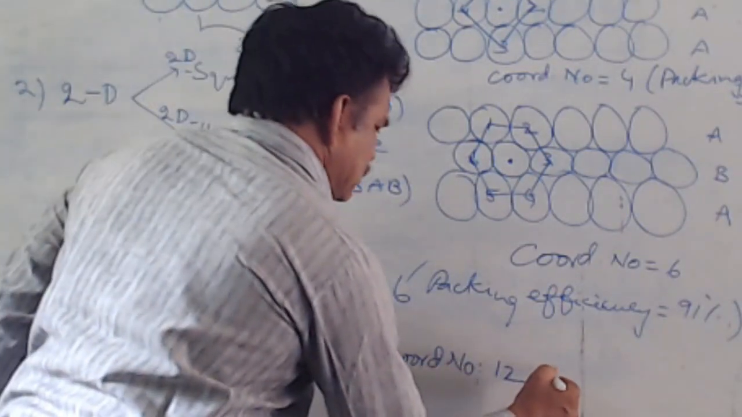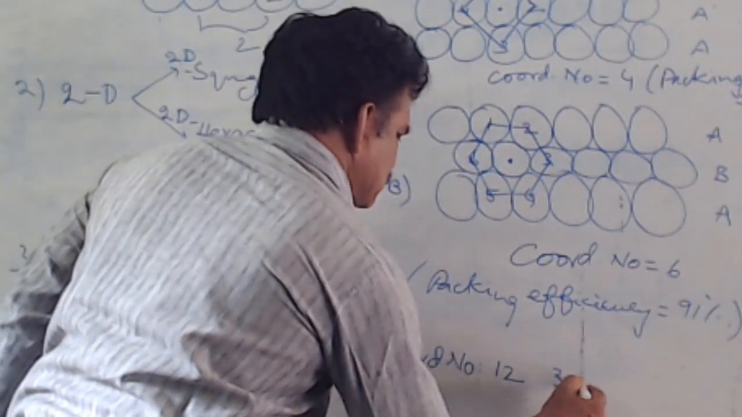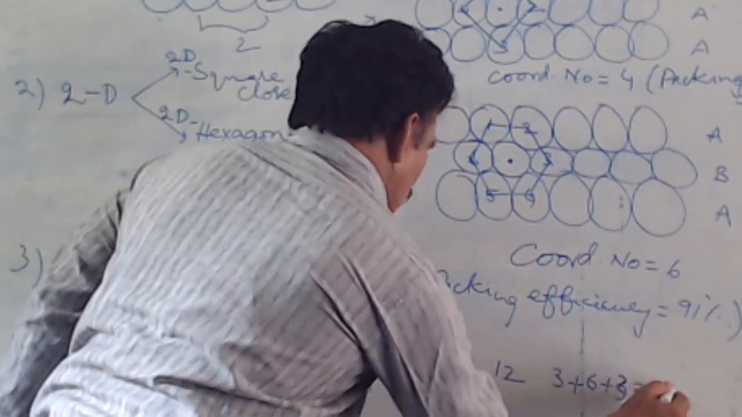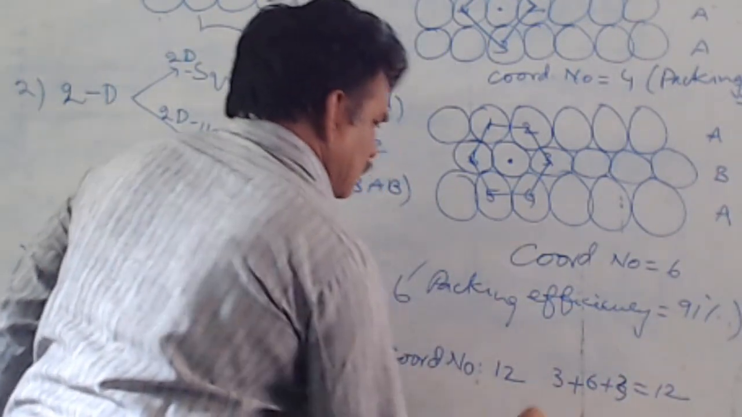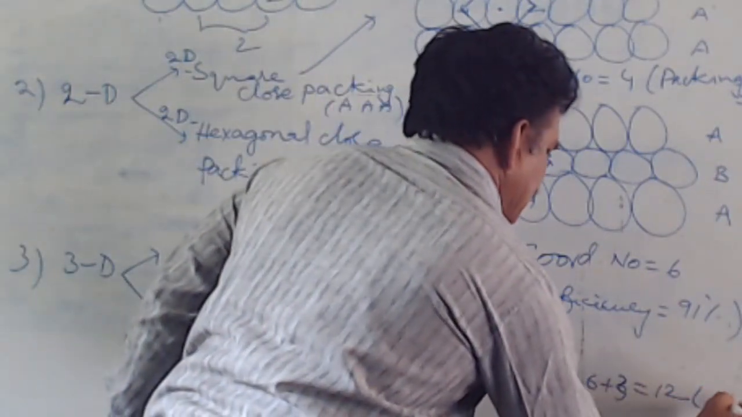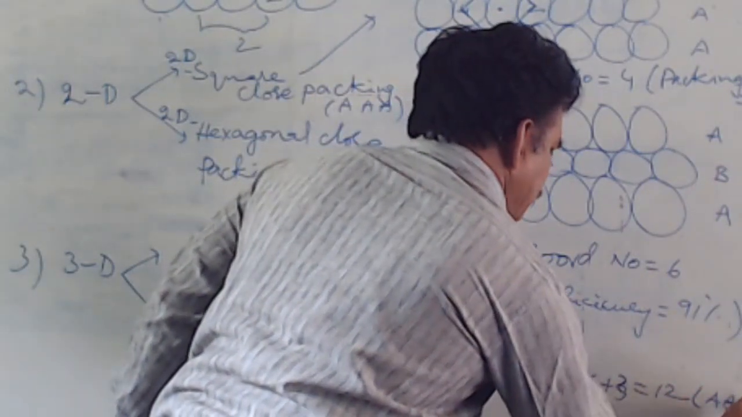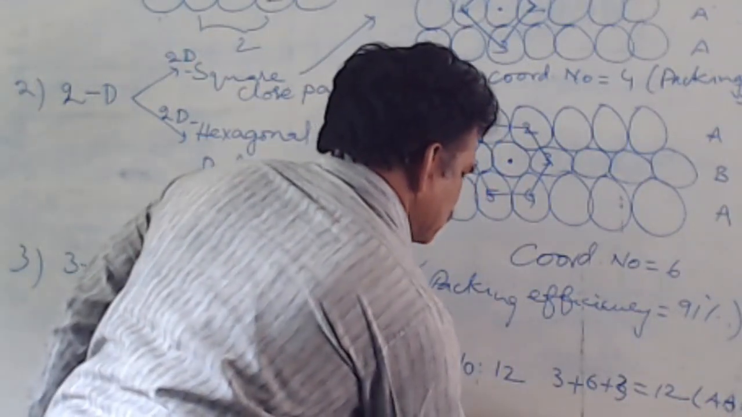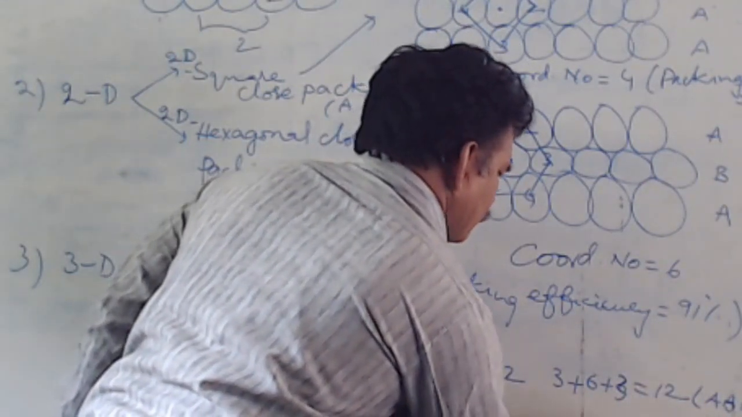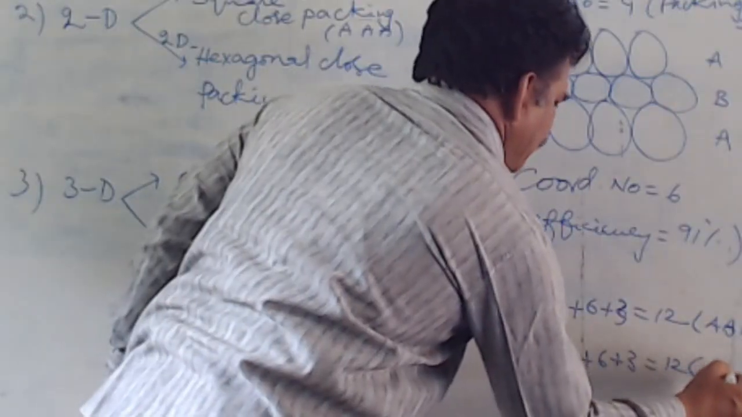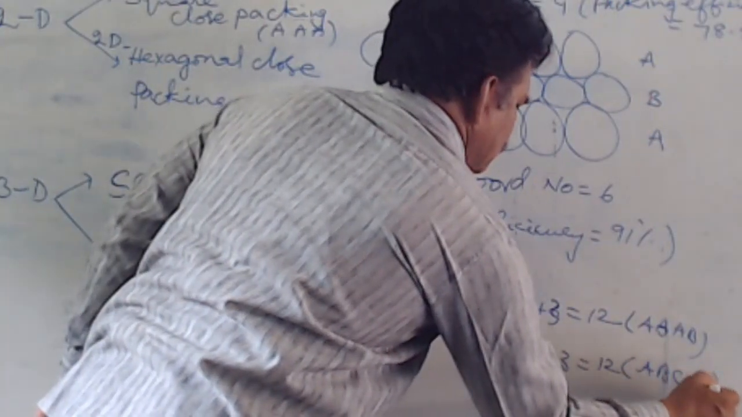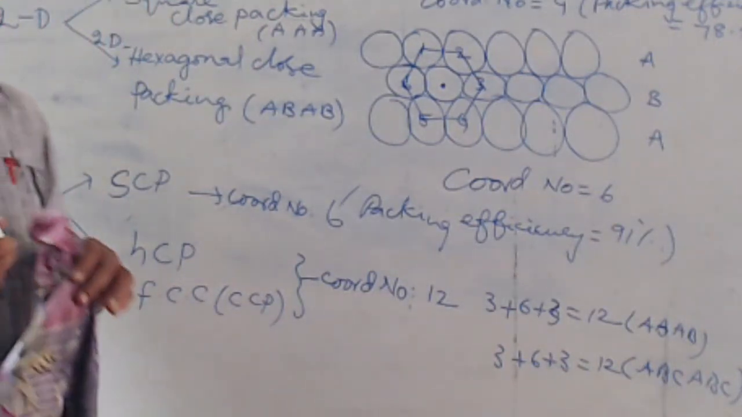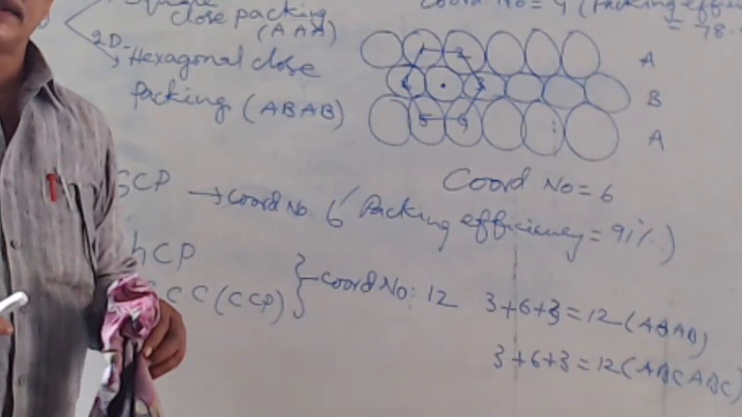Okay, 3 plus 6 plus 3, 12. Of course this is AB type, and 3 plus 6 plus 3, 12, ABC type of close packing. This is about close packing in solids.